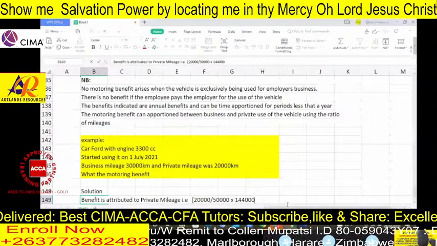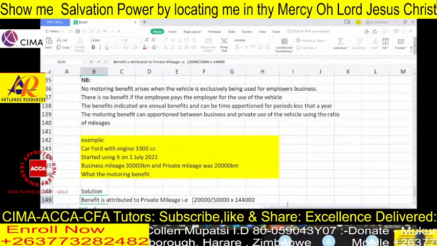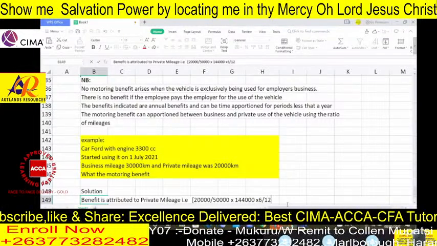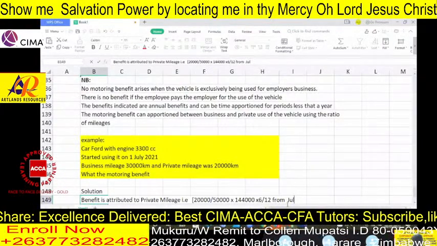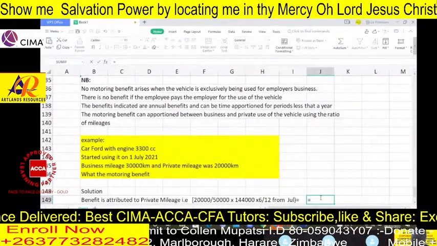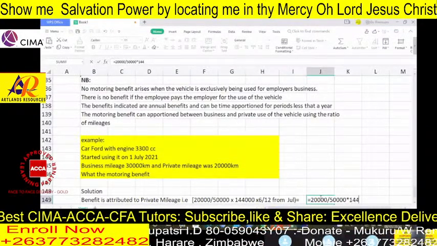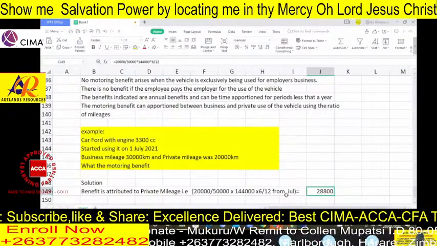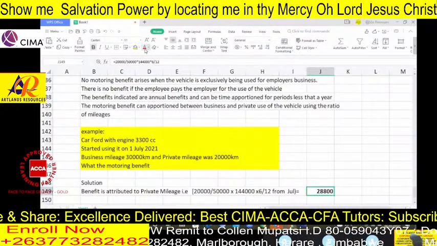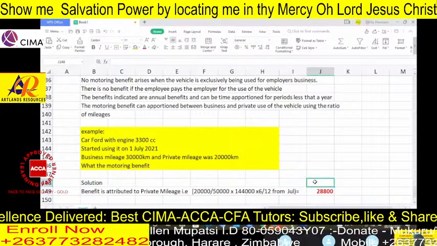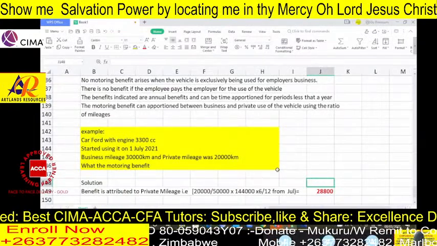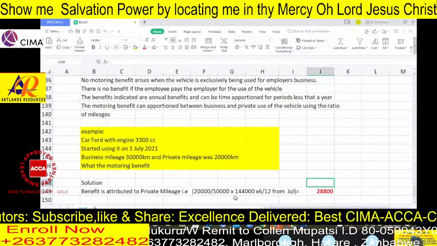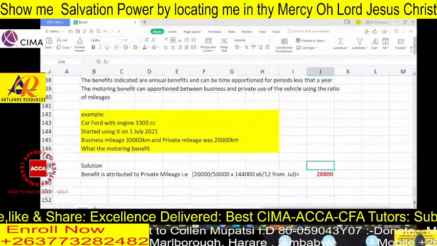And then remember, this person started using the vehicle on 1 July. So you then multiply by 6 over 12, because we are saying from July. You get that? So you get 20 over 50 times 144,000 times 6 over 12. So the benefit will be 28,800. So these are typical taxation exam questions. Make sure you know these, and you pay attention to dates. If it's a multiple choice question, on A there will be 144 times 20 over 50. When you time apportion, it will be given elsewhere amongst the response options.